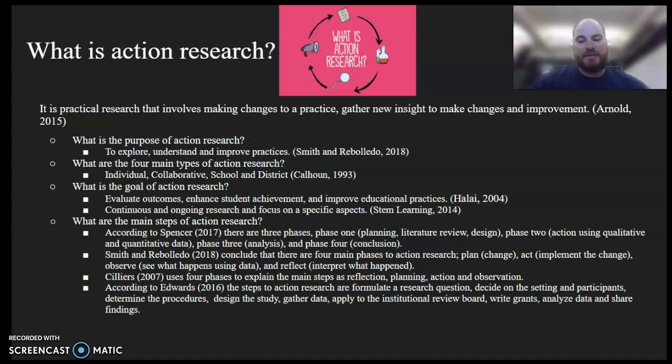The main steps that we look at, according to Spencer, there's 3 phases. Phase 1 is planning, the literature review and design. Phase 2 is using action, qualitative and quantitative data. And phase 3 is the analysis, followed by a conclusion. Everybody kind of follows these. It's research, development, and then action at the end.